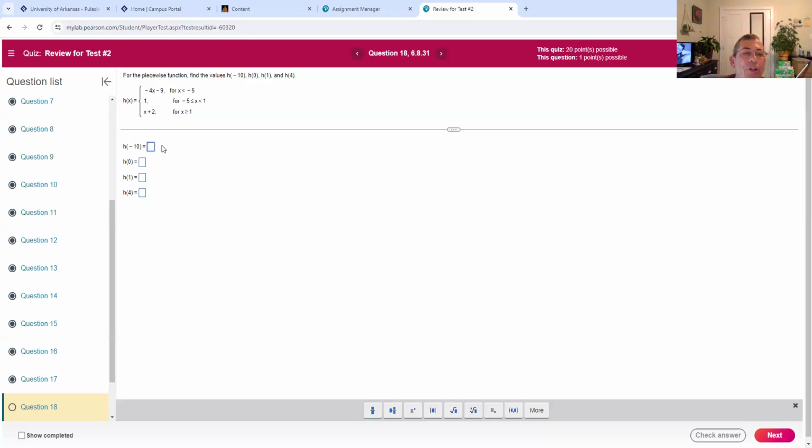So y'all 31, good job. So you use the first equation, you're putting a negative 10 in for the x. So negative 4 times negative 10 is 40. 40 minus 9 is 31. All righty, what would y'all put in the blank for h of 0?